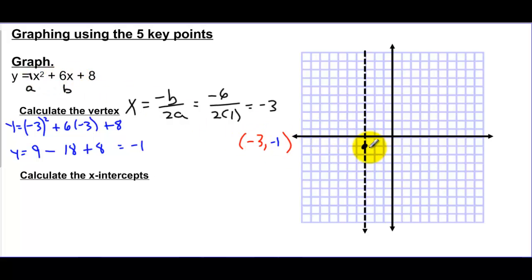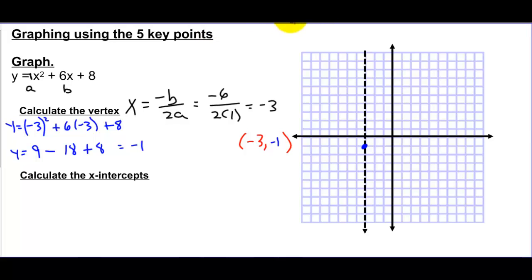I also know that my graph's going to go up, and it's going to be a regular U shape like this, and I know that because my a value is a positive number, and I always get a regular U shape with a minimum. So I can kind of start to see what my graph's going to look like. Okay. So let's calculate the 2 x-intercepts. We have 1 point. I need 4 more.